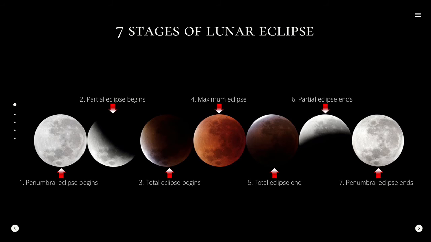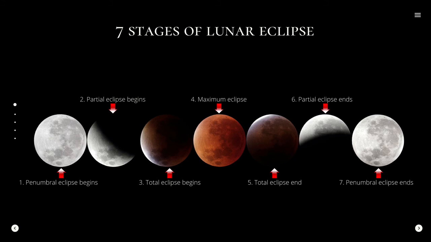First, we have the penumbral eclipse begins. This begins when the penumbral part of Earth's shadow starts moving over the Moon. This phase is not easily seen by the naked eye. The second, partial eclipse begins. Earth's umbra starts covering the Moon, making the eclipse more visible. Third, the total eclipse begins. Earth's umbra completely covers the Moon and the Moon is red, brown, or yellow in color.